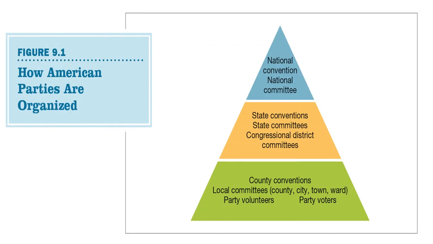Looking at the national structure of the campaign committees, we see at the bottom we have the county conventions, the local committees, the party volunteers, party voters. Moving up one level, we have the state conventions along with the state committees, the congressional district committees, and then at the top we have the national committees that basically contain the national committee and the national convention, which we'll talk about next.